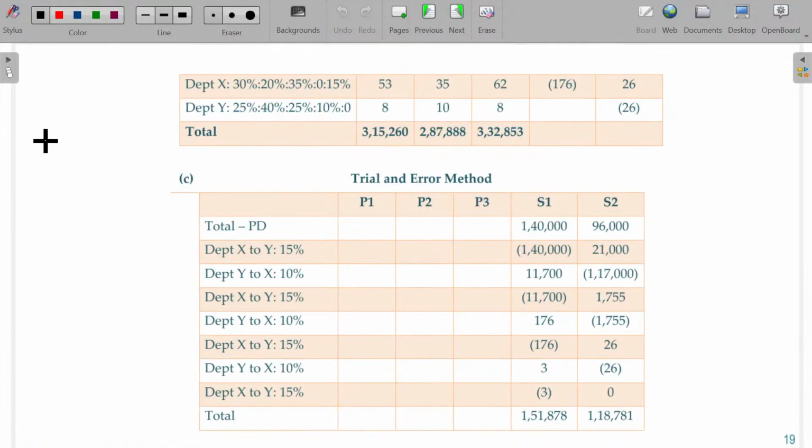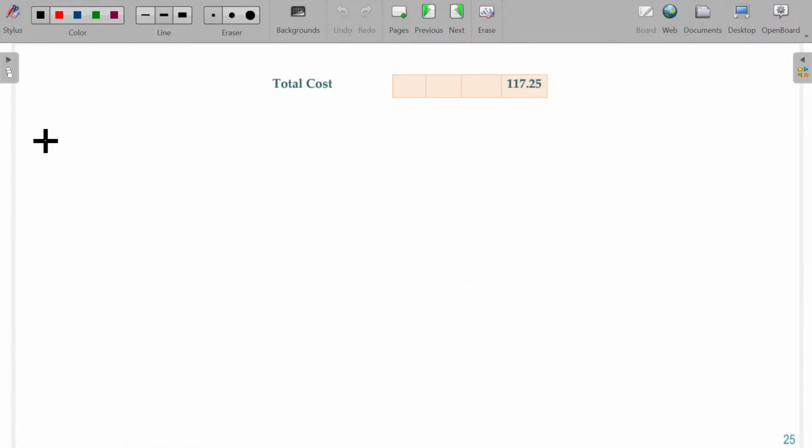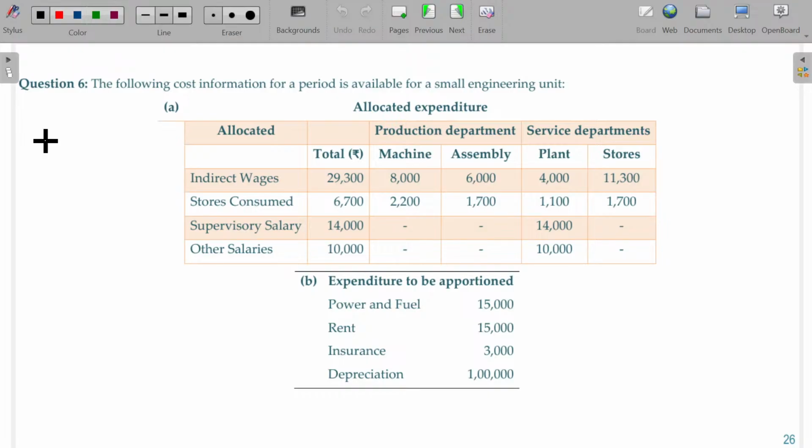Question number 6. One of the interesting illustrations. The following cost information for the period is available for a small engineering firm. We have been given allocated expenditure as well as expenditure to be apportioned. Overall cost can be allocated, can be apportioned. These costs are already allocated. This will be apportioned using the base of apportionment. In case of allocated cost, the whole cost will be transferable to the department. So we have production department, service department.